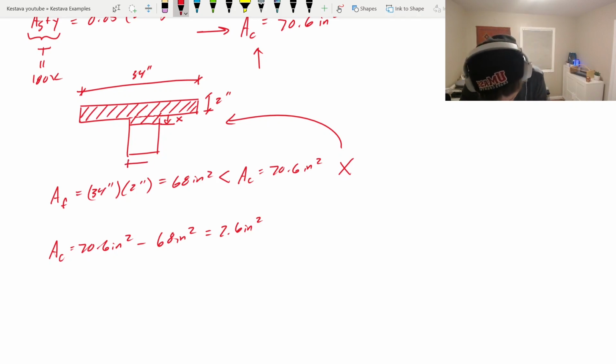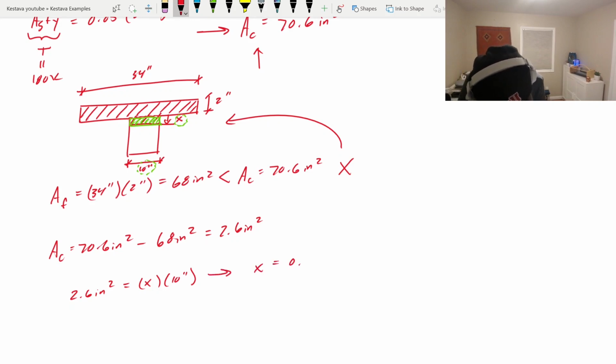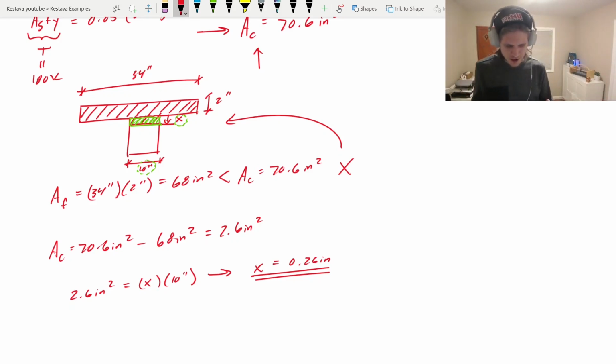Well, we know that the width of our web is 10 inches. So we have an unknown, right? Because we just need, I'm going to draw it in green, we need to know how much this area is. And if we already know this dimension, we just need to know this dimension. So we can just write this equation now. 2.6 inches squared equals x times 10 inches. So just divide that by 10. X is going to equal 0.26 inches. That's how far down our neutral axis comes. Okay, so we know our compression block geometry.